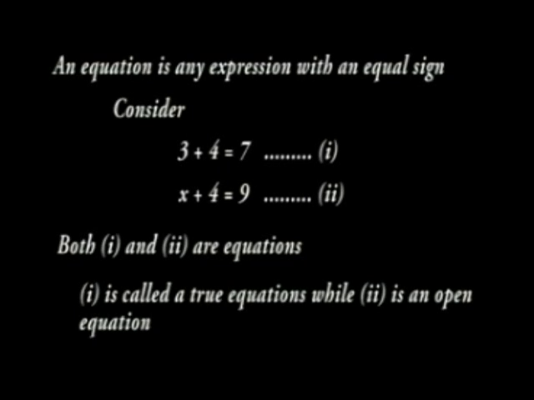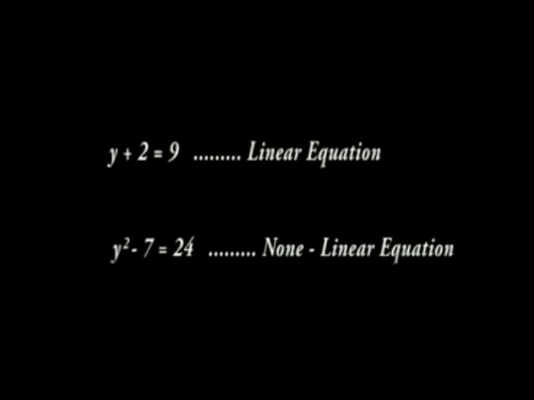In an open equation, the letter is called a variable or unknown. When the unknown has a power of 1, the equation is linear. When the power is more than 1, it is nonlinear. y plus 2 is equal to 9 is a linear equation. y squared minus 7 is equal to 24 is a nonlinear equation.